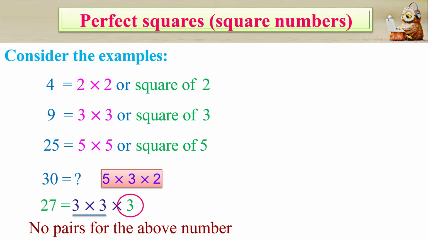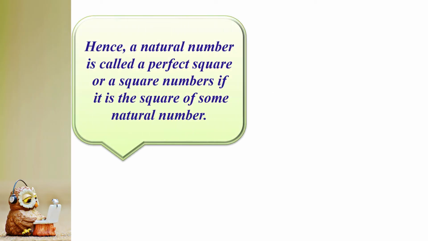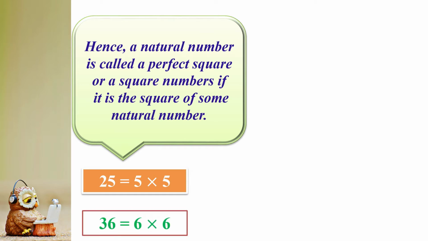The definition of a square number. When a number is multiplied with itself, the product is called the square of that number. Now let us see another point. Hence, a natural number is called a perfect square or a square number if it is the square of some natural number. For example, 25 equals 5 into 5, 36 equals 6 into 6. Here 25 and 36 are square numbers.